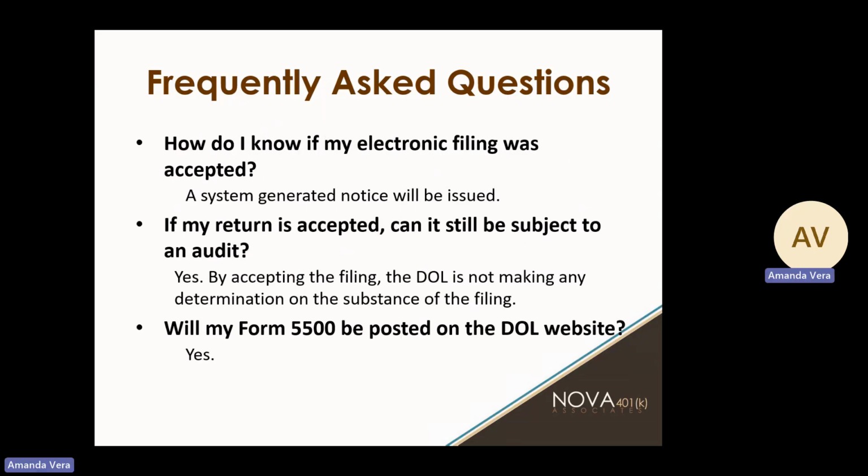How do I know if my electronic filing was accepted? A system generated notice will be issued. Like I mentioned, once you click the sign and submit to EFAST button with your credentials, you will get an email from the DOL saying they've received your 5500. If my return is accepted, can it still be subject to audit? Yes, it can. By accepting the filing, the DOL is not making any determination on the substance of the filing. So they still may subject you to a Department of Labor audit, but it's not as likely. And will my Form 5500 be posted on the DOL website? It will.